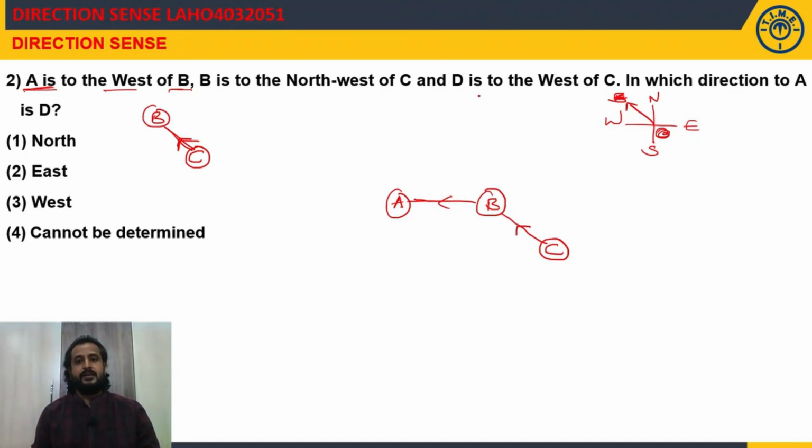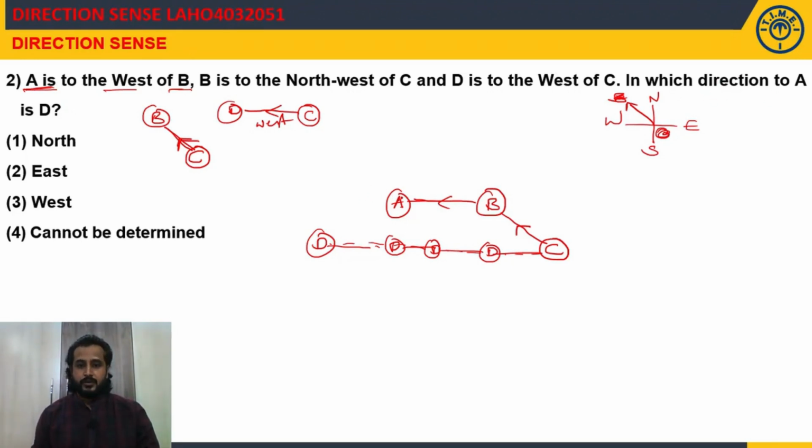And what else is given? D is west of C. Now C is here. D is west of C means with respect to C, this side will be D. Then it is satisfying the condition D is west of C. But when I am writing D west of C, should I take D here, or here, or here? Have they mentioned the distance? No, the distance is not mentioned. Simply they gave the directions. Now what is the question asked? In which direction is A with respect to D? Sorry, in which direction to A is D?